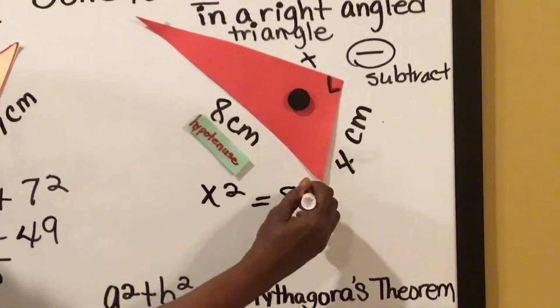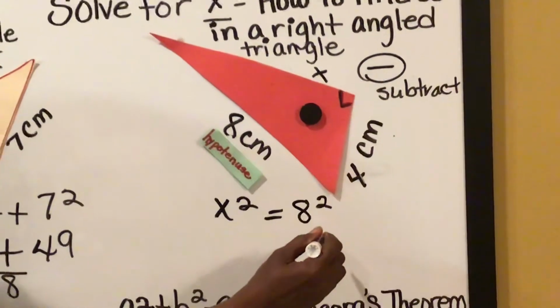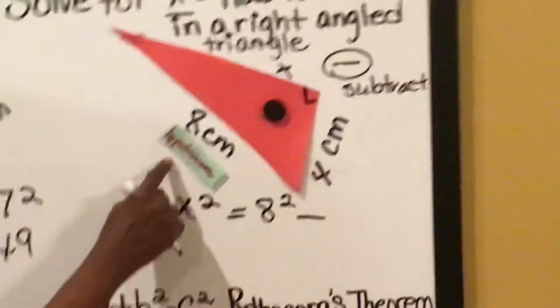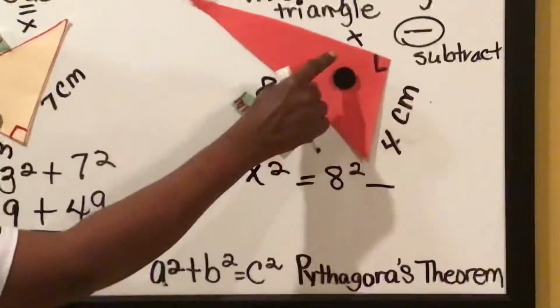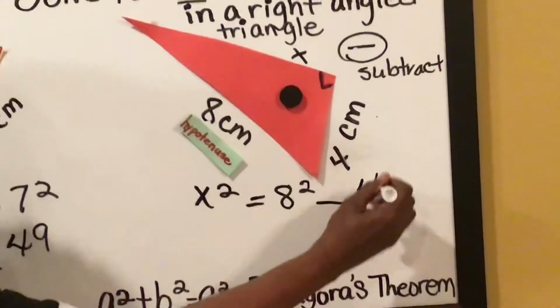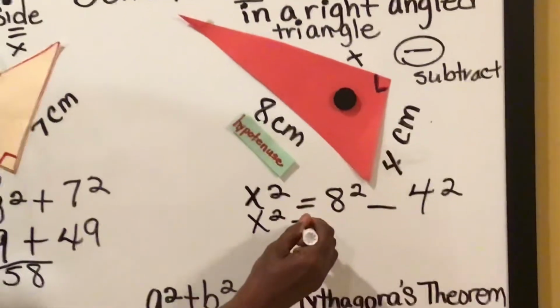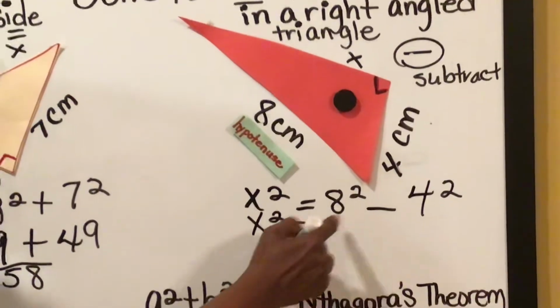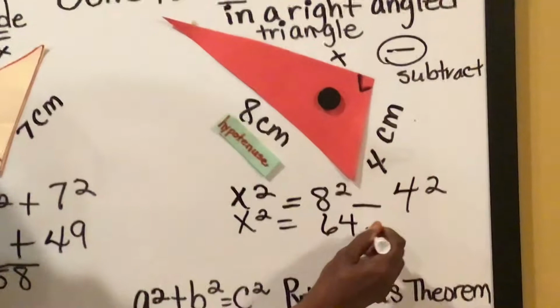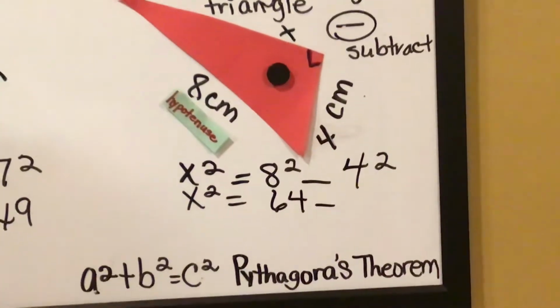Here's my 8 squared, that's side A. And then I'm going to subtract. Remember I told you, when the hypotenuse is given, just subtract. So that's going to be 8 squared minus my 4 squared, which is my other side. Bring down my x squared again. What's 8 times itself? 8 times 8? 64. 64.